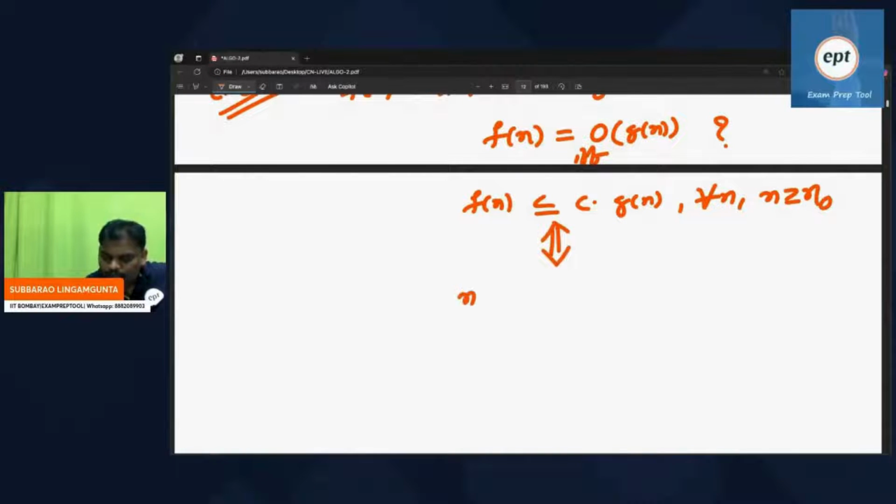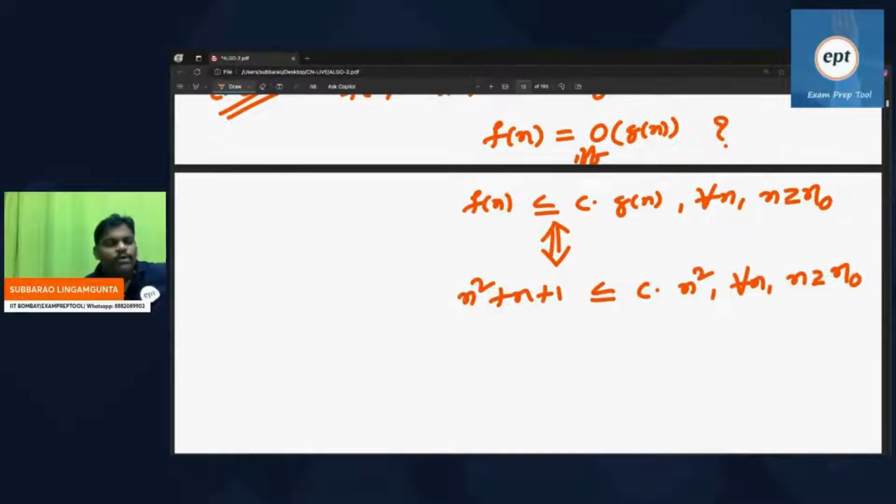f of n is n square plus n plus 1, less than or equal to some c into g of n, which is n square, for all n where n is greater than or equal to n0. So big O notation is saying that comparing left and right, the right should be bigger.